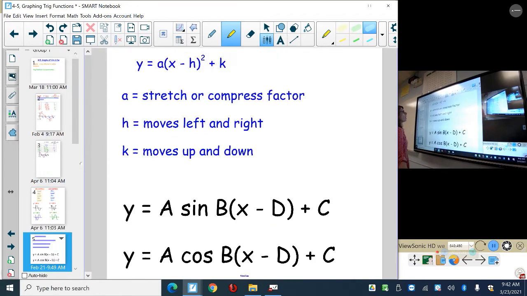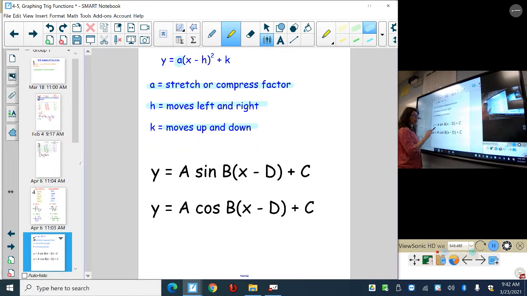Okay? So, remember whenever we did y equals a parenthesis x minus h quantity squared plus k? A was responsible for the stretch or compression factor. Okay? H moved it left and right, and k moved it up and down. Well, that is exactly what is going to be happening with our a sine of b times x minus d plus c. A is what we call the amplitude. It stretches it up and down, makes it really, really high, makes the maximum high, makes the minimum very low.